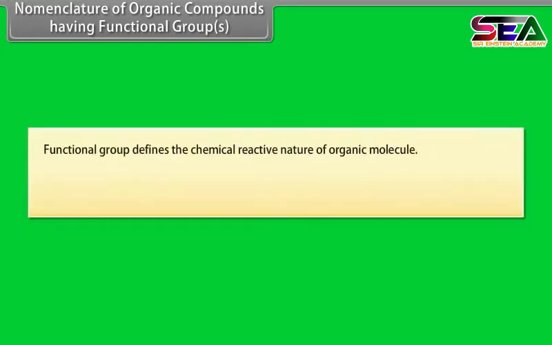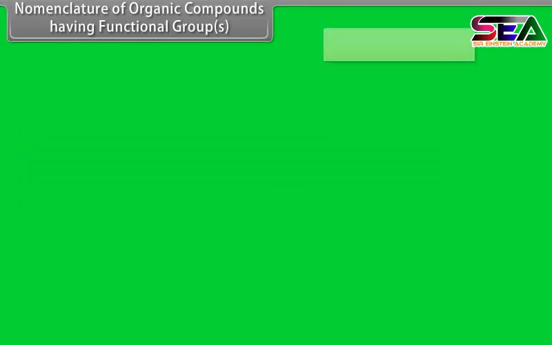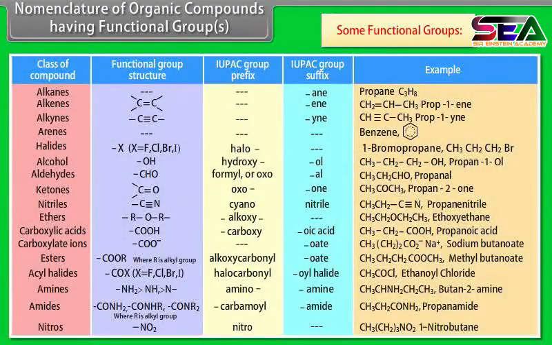Nomenclature of organic compounds having functional groups. Functional group defines the chemical reactive nature of organic molecule. In polyfunctional compounds, one functional group is chosen as principal functional group and the remaining are treated as substituents with appropriate prefixes. Some functional groups are given below in the table.